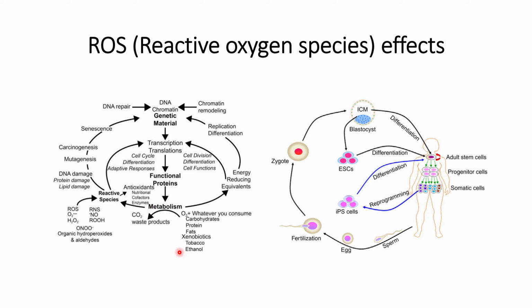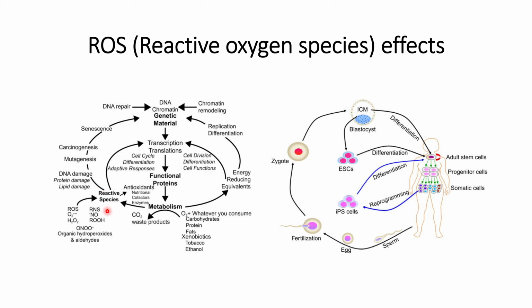That is, the food, whatever carbohydrates, protein, fats, xenobiotics, tobacco, ethanol, whatever we consume, is converted into CO2 and waste with the help of oxygen. And during this conversion, some byproducts are also formed while oxygen is reacting to all these things, and these byproducts are collectively called ROS, that is reactive oxygen species.